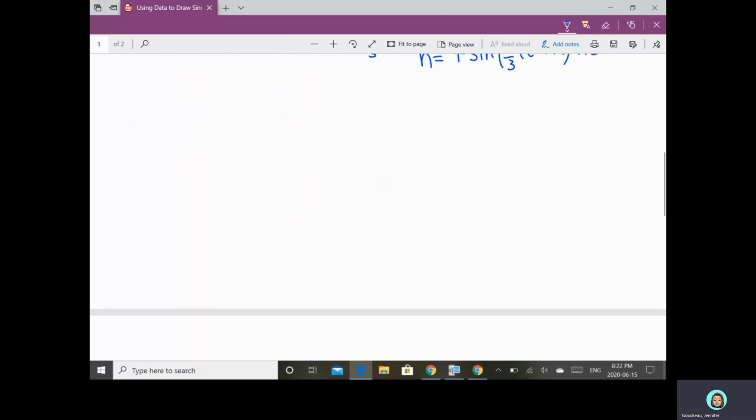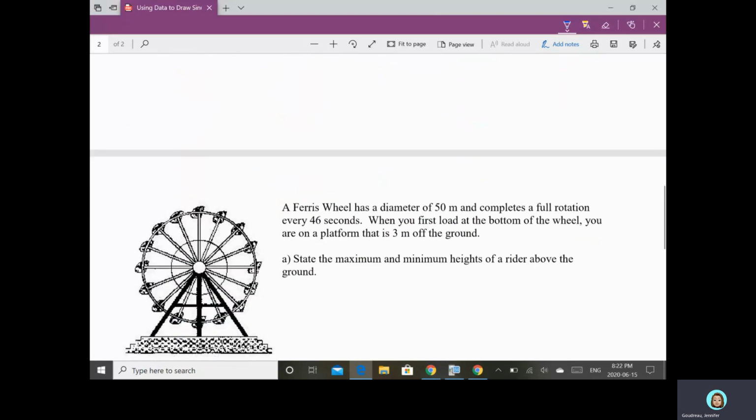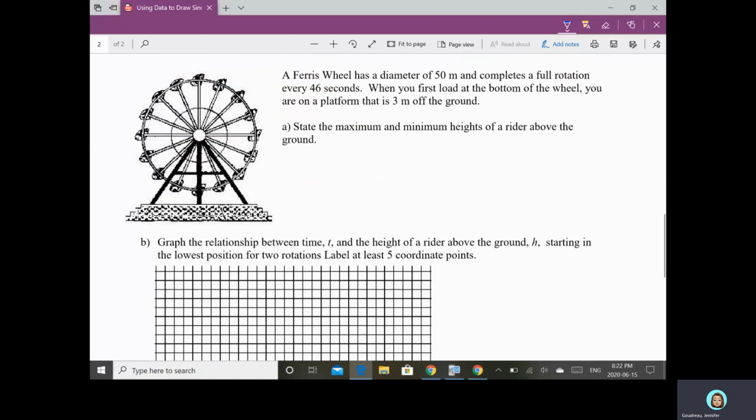Let's do this again with the next example. The next example is again an object that's moving in a circle. That is a Ferris wheel. We're going to read the question, we're going to label some stuff on the diagram, and then we're going to do the same thing. This Ferris wheel has a diameter of 50 meters and completes a full rotation every 46 seconds. When you first load at the bottom of the wheel, you're on a platform that's 3 meters off the ground.